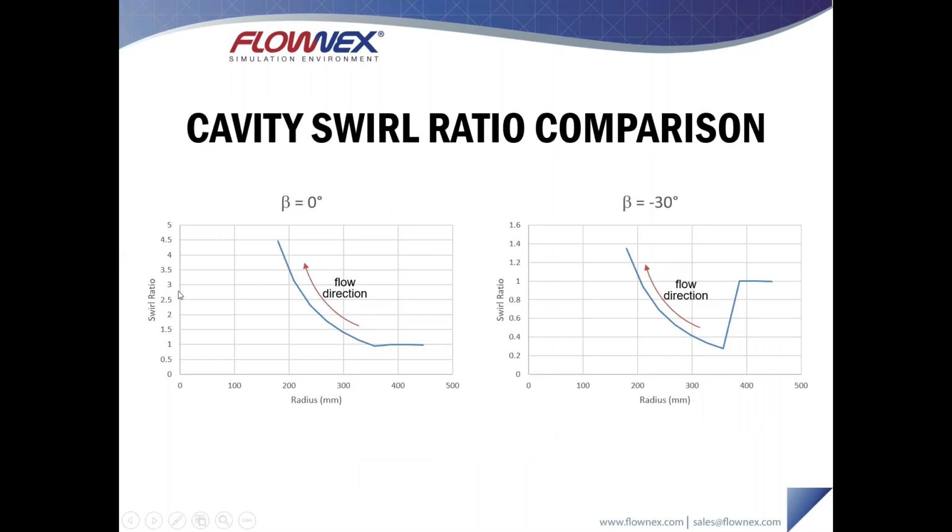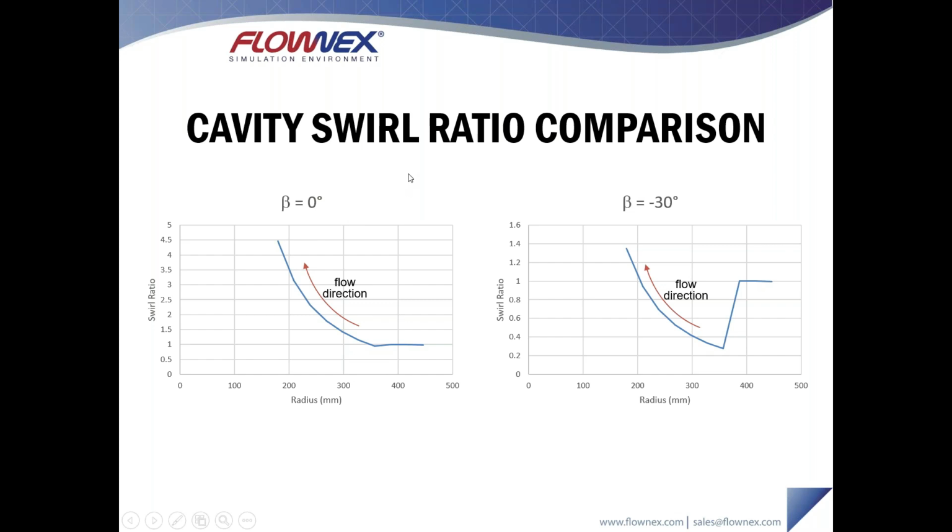The first thing you'll notice on the left here is I have plotted the swirl ratio. This is the tangential velocity of the air divided by the tangential velocity of the machine. So a number 1 would mean that the air and the machine are rotating at the same speed. A swirl ratio of 4 would mean that the air is rotating 4 times faster than the machine. This is for the case where there is no forward or backswept angle, so beta is 0, and this is for the case where the backswept angle is minus 30 degrees. In both cases, you'll notice that as we move radially inward through our cavity, we see an increase in the swirl ratio.